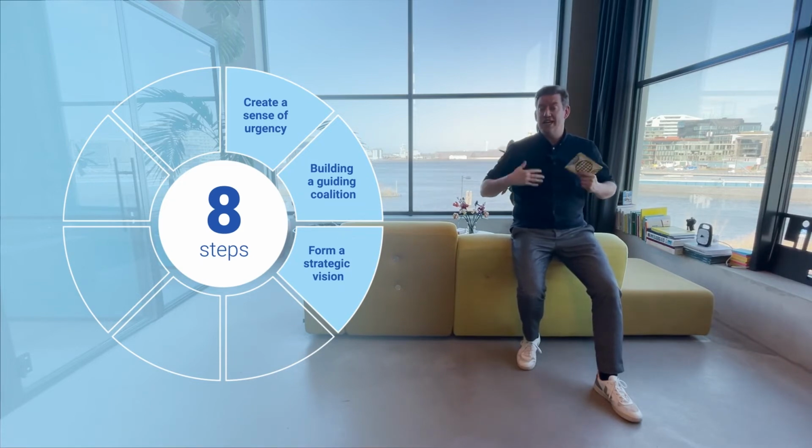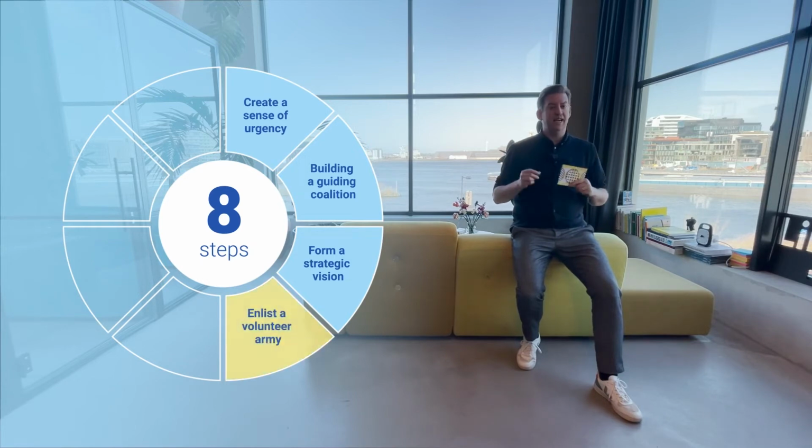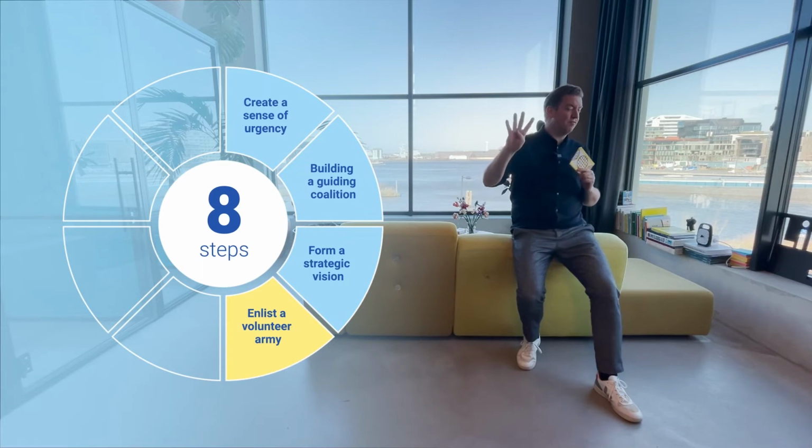Then you're really going into the organization, start communicating your vision for change, and really make sure that it gets done. So it starts here with step 4, enlisting a volunteer army. So your guiding coalition is the first layer, the first group you need, but you want to get more people excited about the change, involved in the change. So enlisting this volunteer army is really key, and step 4.